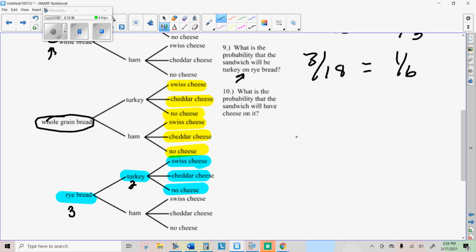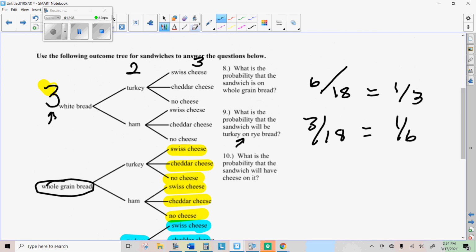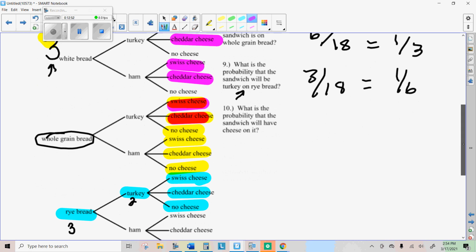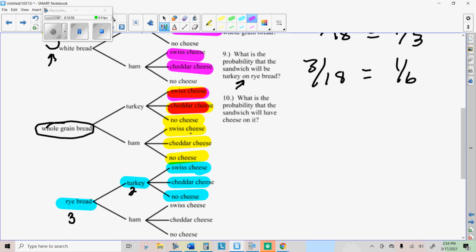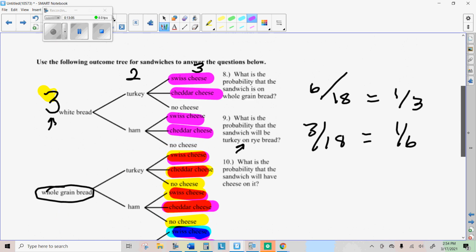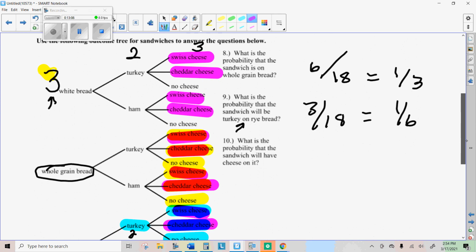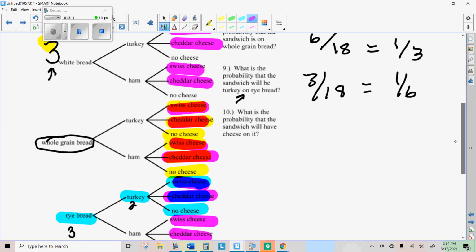Okay, what is the probability the sandwich will have cheese on it? I'll highlight all those with a different color. Let's pick this one here. So cheese is always the first 2 of the last options. So are you guys keeping track here? 2, 4, 6, 8, 10, 12. The other way you can do it is take the no cheese ones, which you know there were 6 of those, and subtract those from the 18, which gives you 12. So there's 12 out of 18 possibilities.